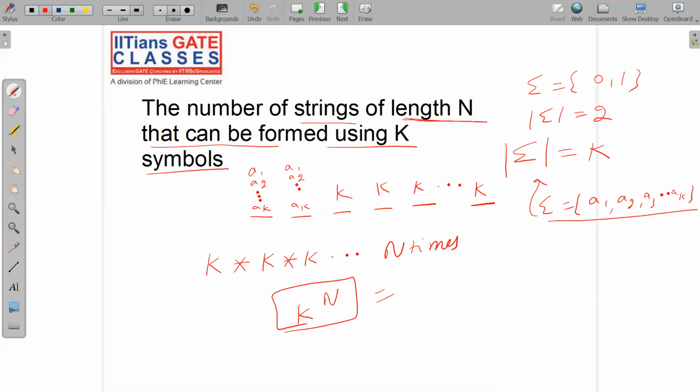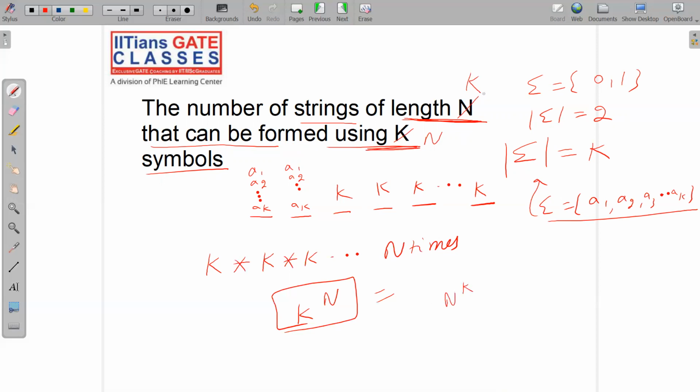Here we have used the words length n and using k symbols, so the answer is k power n. If you by-heart that the answer is k power n, then in the GATE exam they will say length k and formed using n symbols. They will say it like this. Then obviously the answer will become n power k.